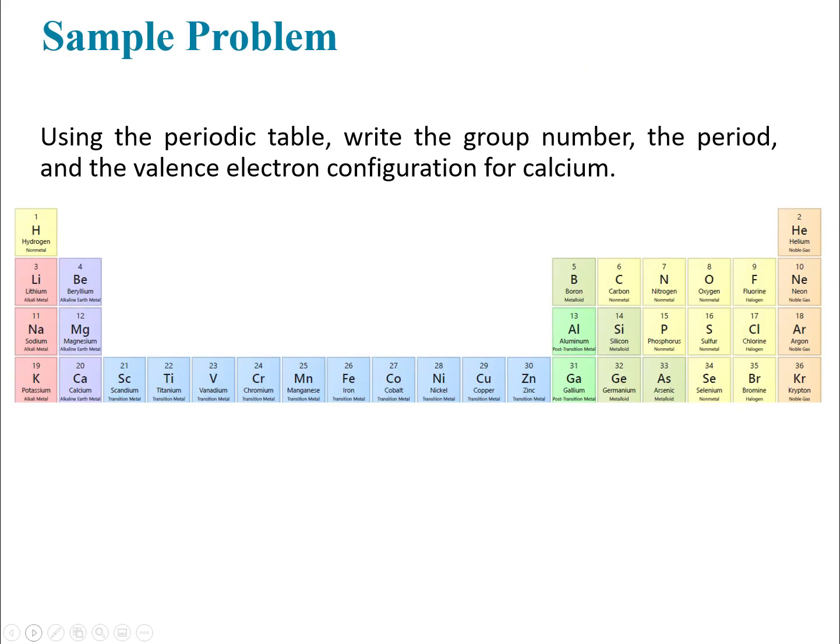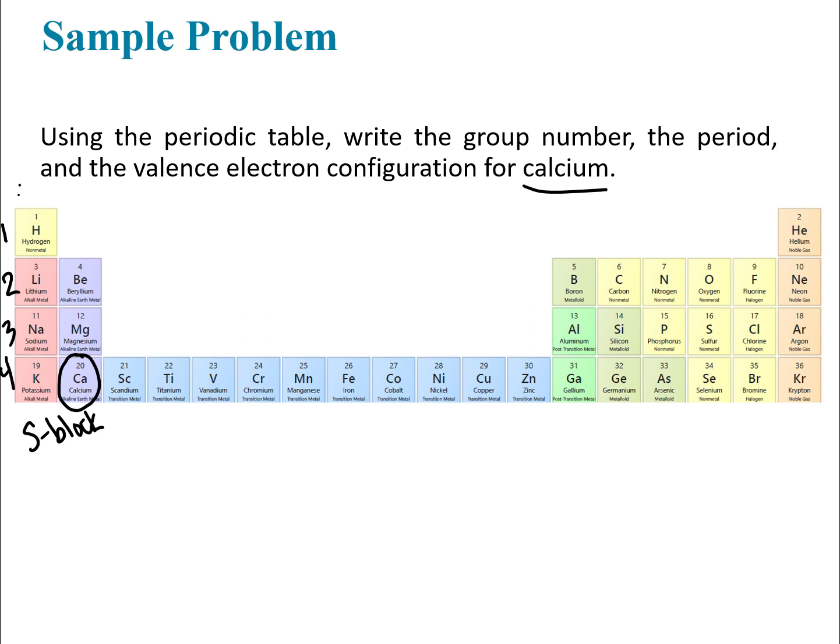So let's use the periodic table to write the group number, period, and valence electron configuration for calcium. First thing you have to do is find it. Calcium is in the S block, and it's in period 1, 2, 3, 4. So we should have 4s something as our valence electron configuration. We know that just from where it is.